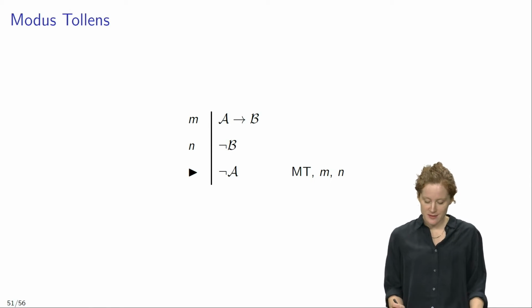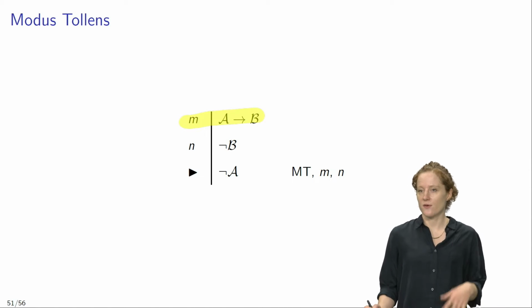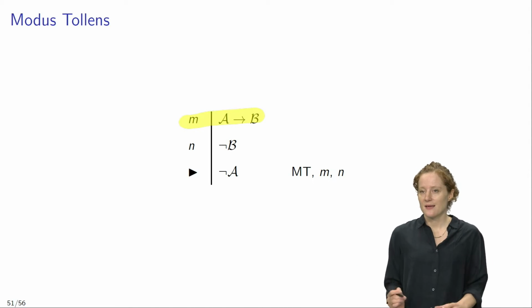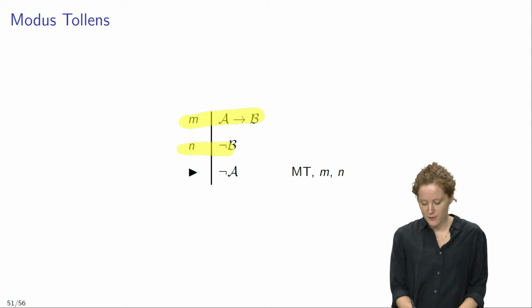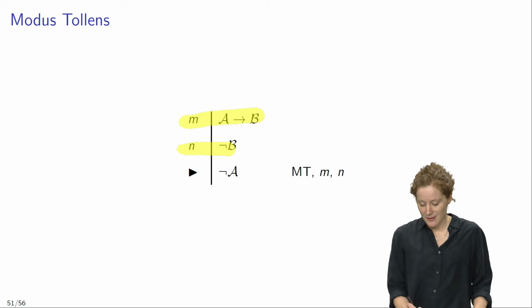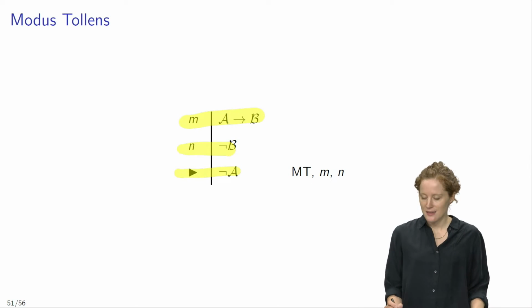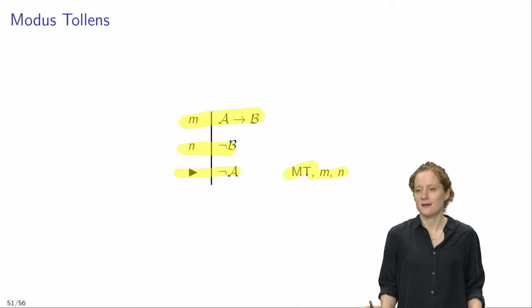Modus tollens tells you that if in one line of your proof you have a conditional of the form if A then B, and in a different line of your proof you have the negation of the consequent, in that case, you can infer the negation of the antecedent and cite modus tollens as applied to lines M and N to justify this inference.